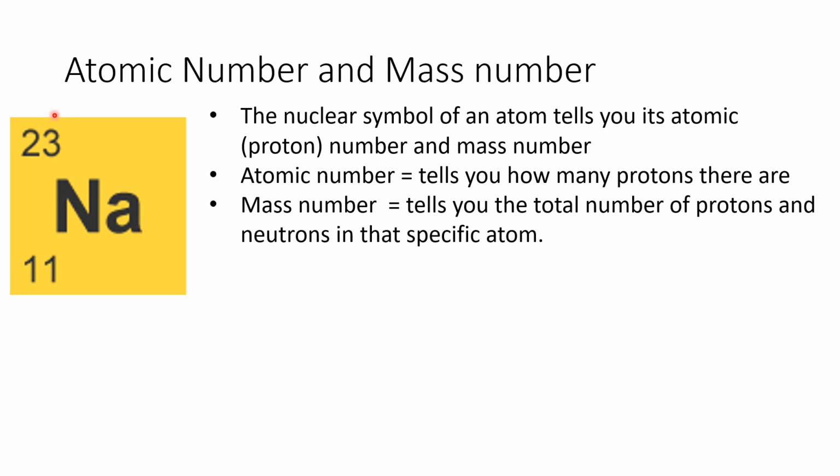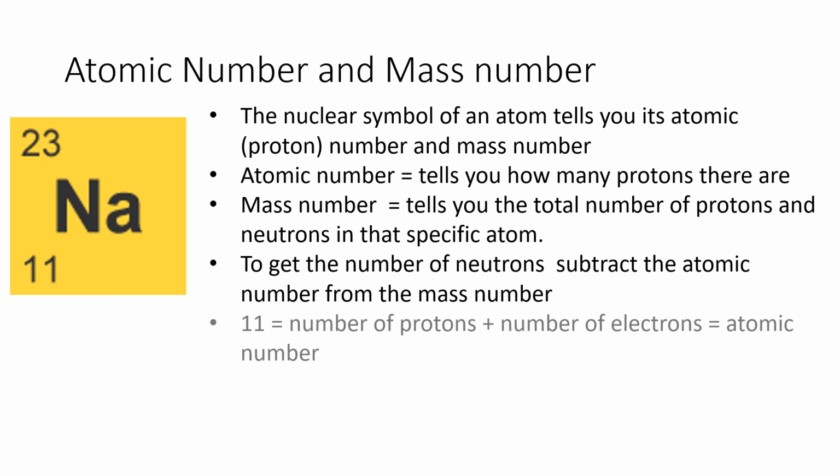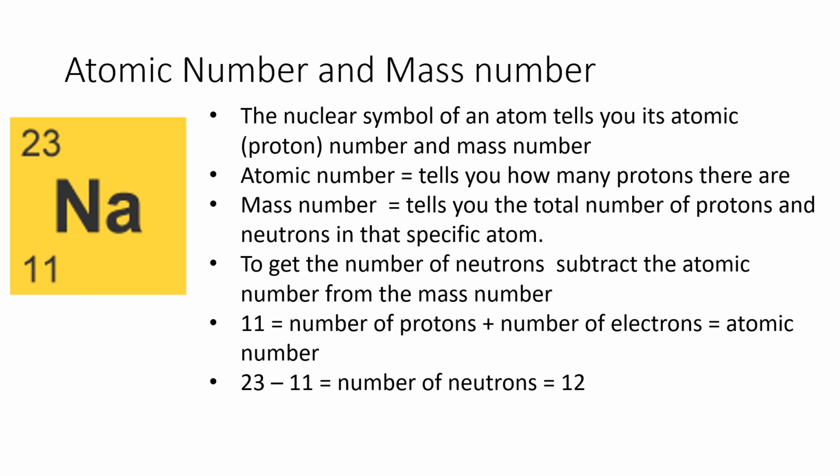The mass number, which is just 23 above, tells you the total number of protons and neutrons in that specific atom. To get the number of neutrons, you subtract the atomic number from the mass number. In this case, we would do 23 minus 11, as 23 is the total of protons and neutrons, and 11 is just the protons. So if we subtract them, we get the number of neutrons. 23 minus 11 is 12.